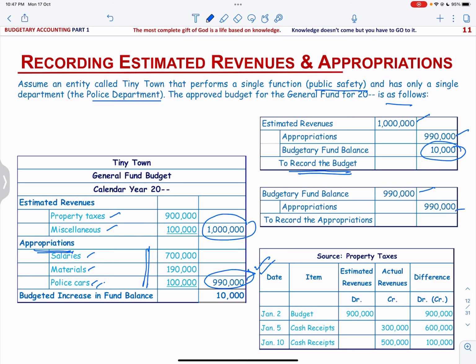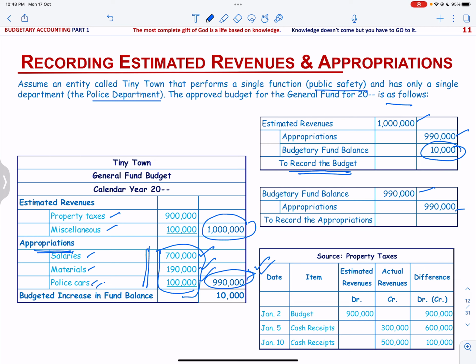This journal entry identifies the amount of net assets that Tiny Town plans to spend during the budgeted period. So they are going to spend 700 on salaries, 190 on material, and 100,000 on police cars. Please don't forget that this is the expenditure that is predicted and authorized for the period. They cannot spend more than what they have been authorized, and if they do that, they are going to be severely punished.